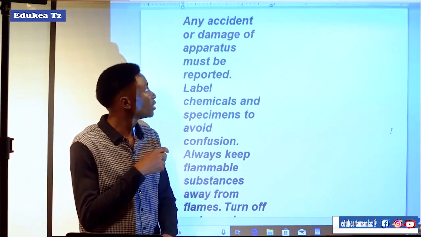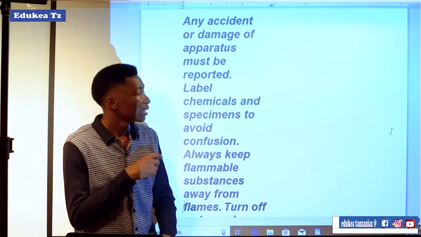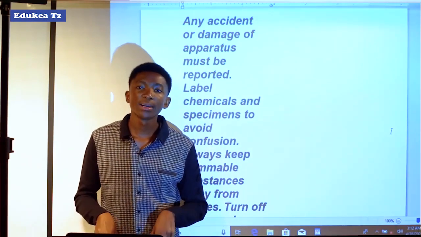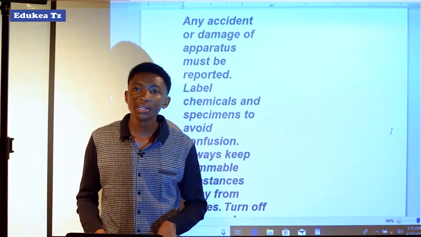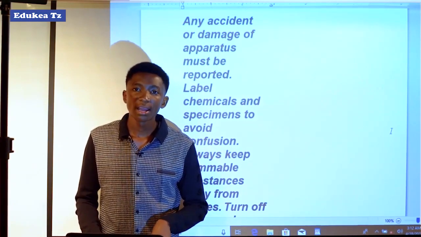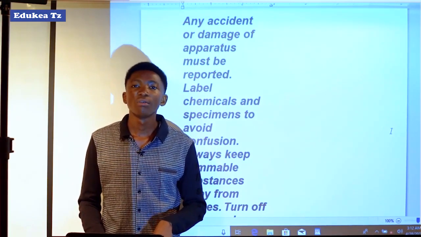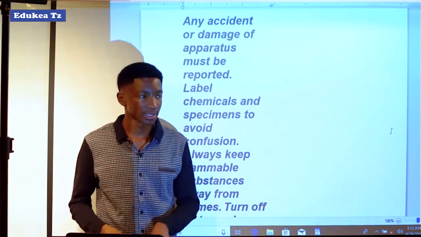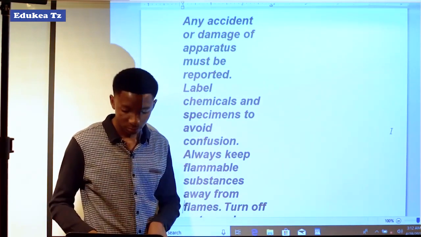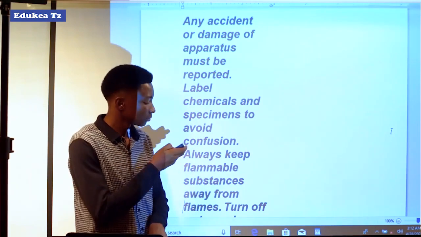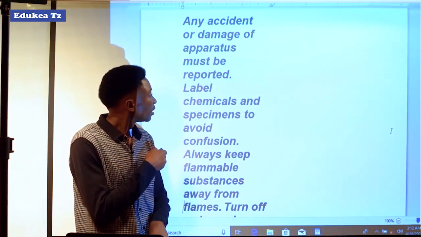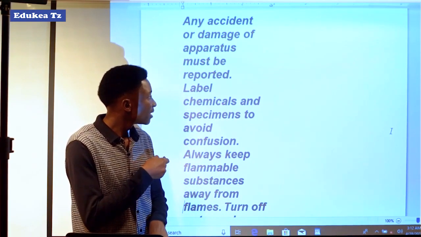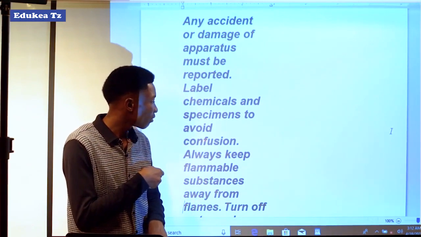Any accident or damage of apparatus must be reported. Another rule in the laboratory is that any damage or any broken apparatus must be reported to the teacher or laboratory technician, so that repair or replacement of that equipment can be done. Label chemicals and specimens to avoid confusion.